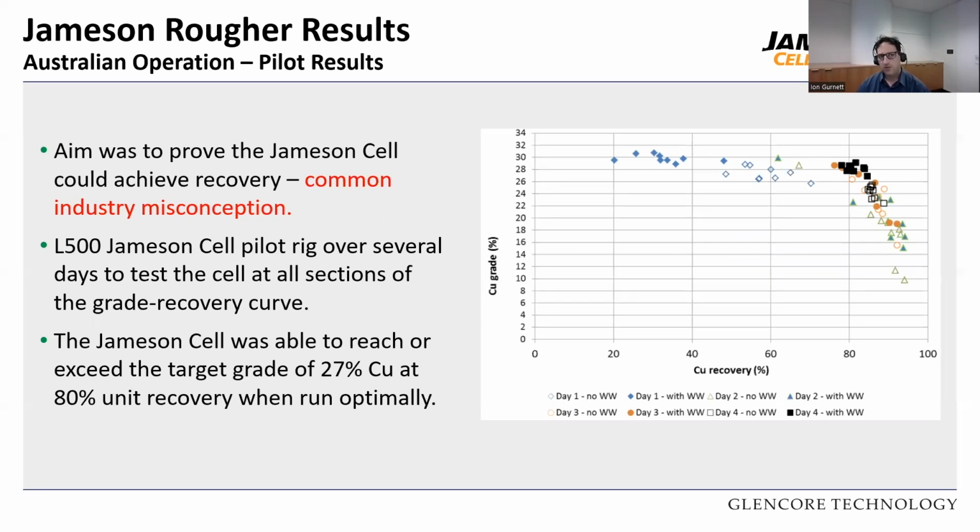So to demonstrate this, we ran an L500 rig over several different days to test all sections of the grade recovery curve to show and demonstrate that the cell itself can operate down there. What we found in this case was the cell itself could exceed the target grade of 27% copper at about 80% unit recovery when run optimally. And if it had the same grade target as the previous site, that could be a prime opportunity for a rougher scalper. But either way, the purpose of this was to show that recovery is not a limiting step on the application in rougher duties.